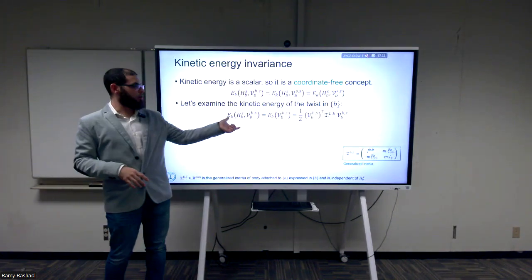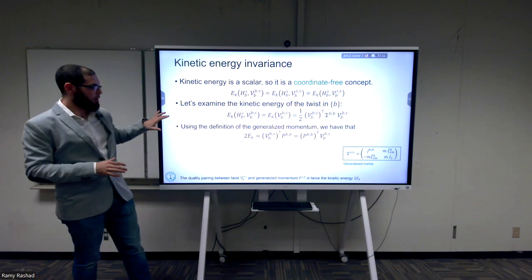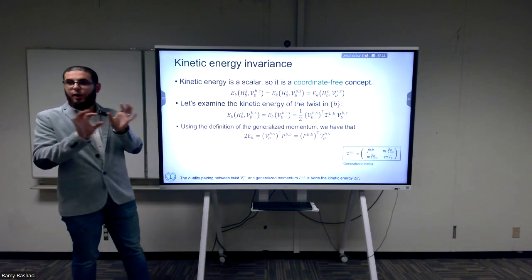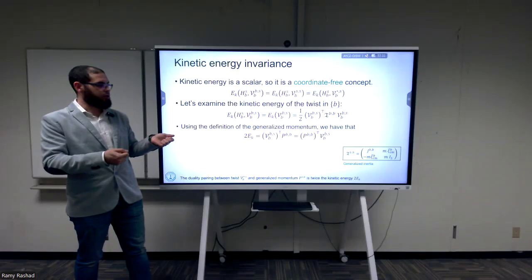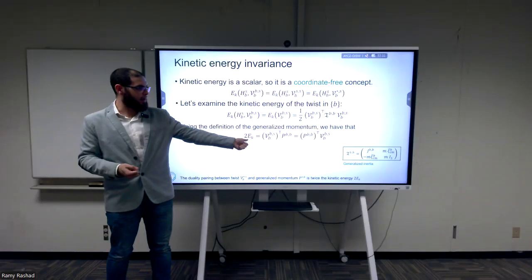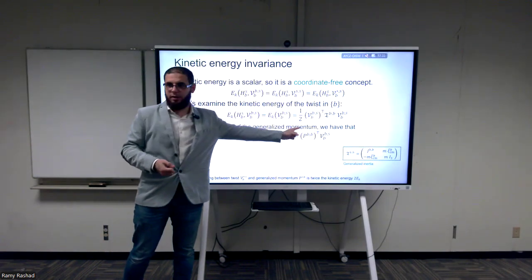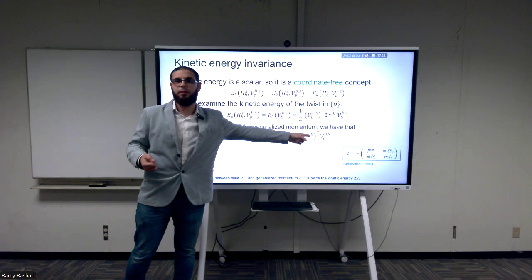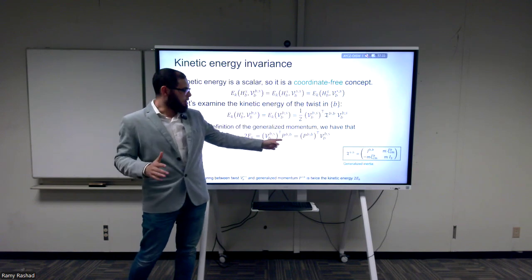And this is how it looks when we calculate the kinetic energy in the B frame. Just by playing around with the variables we introduced, we can see that twice the kinetic energy is nothing else than the generalized momentum transpose multiplied by the twist. Everyone agrees? Does this ring a bell?